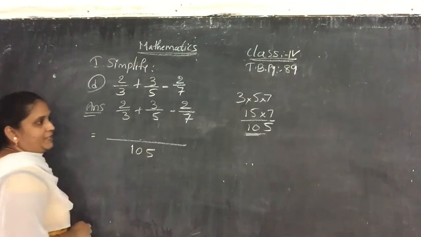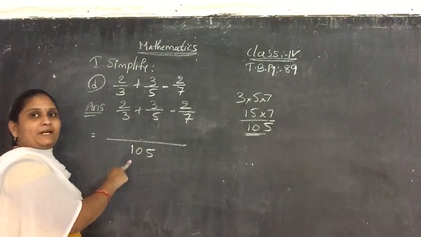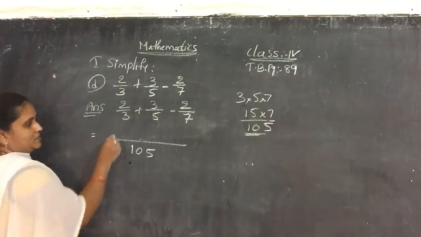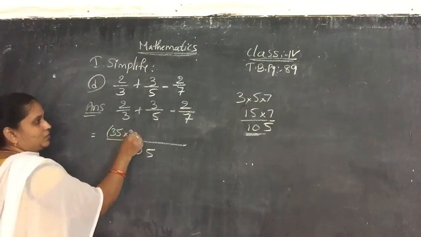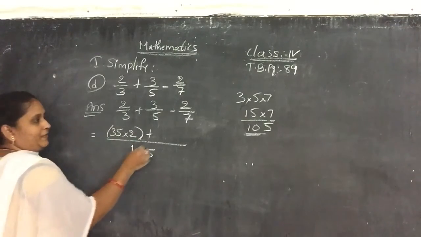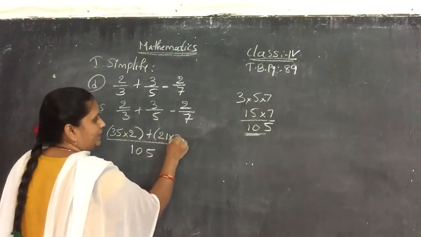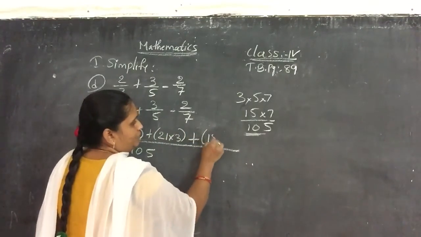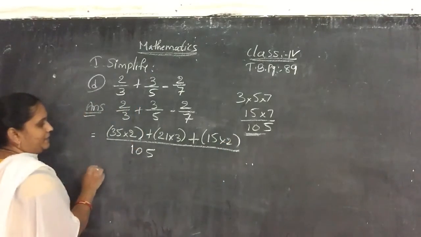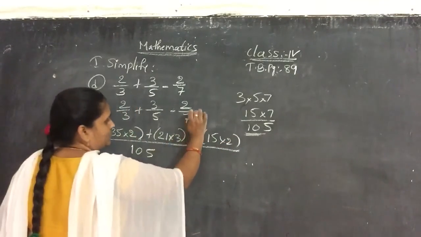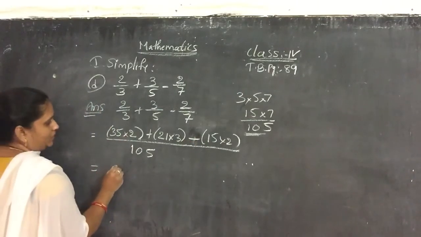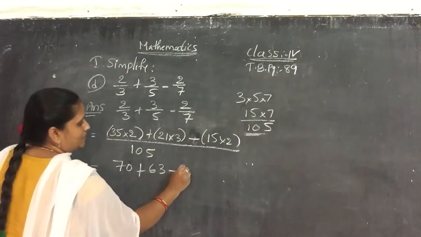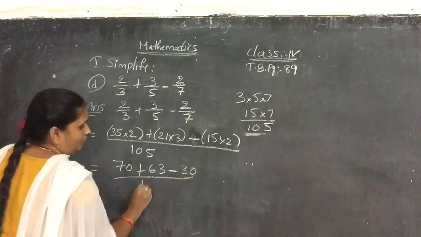105 as a denominator. In the 3 table, 105 is divided how many times? 35 times. Okay, 35 times. So write 35 into 2 plus, in the 5 table 105 will be divided 21 times, 21 into 3, plus in the 7 table, already we know, 15 times. So 15 into 2. Now multiply all this. Sorry, here it will be minus, no? Minus. So 35 into 2 is equal to 70 plus 21 into 3, 63, minus 15 twos are 30, by 105.